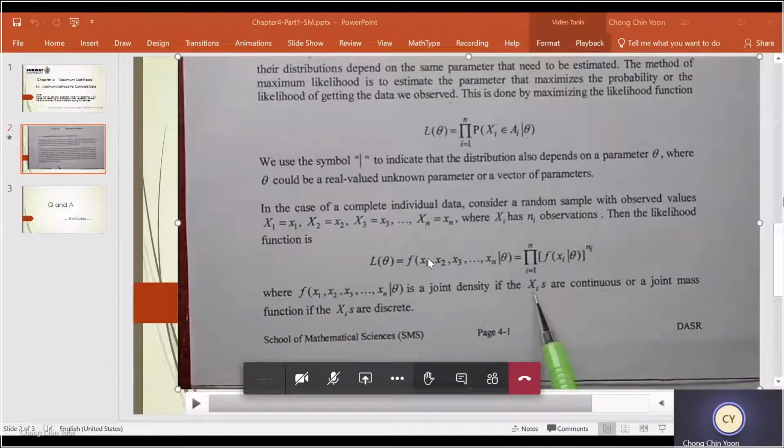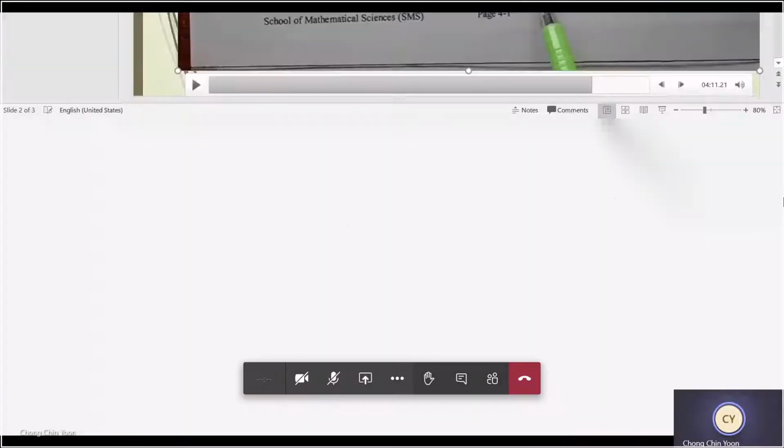Multiply all the PDF. If this x is continuous, you multiply all the PDF. If the x, this random variable, is discrete, then you multiply all the PMF. Okay, so this is the definition. That is here.